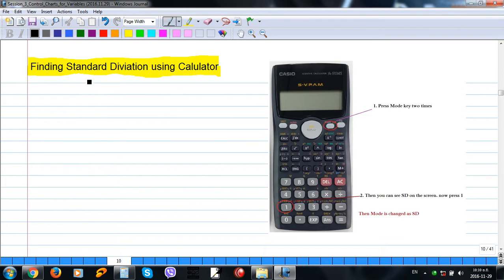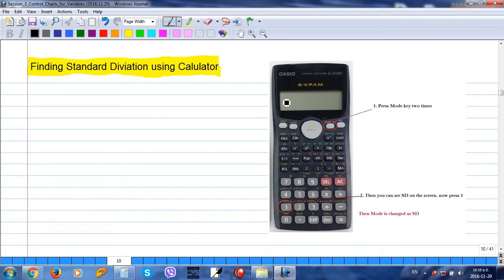So, find the standard deviation using the calculator. The first step is you have to take this type of scientific calculator. Then you have to change the mode to SD mode. To do this, press the mode key 2 times, then you can see SD displayed, which is option 1, so press 1, and the mode is changed to SD. That is the first step: press mode twice, then press 1, and you can see the mode is changed to SD.